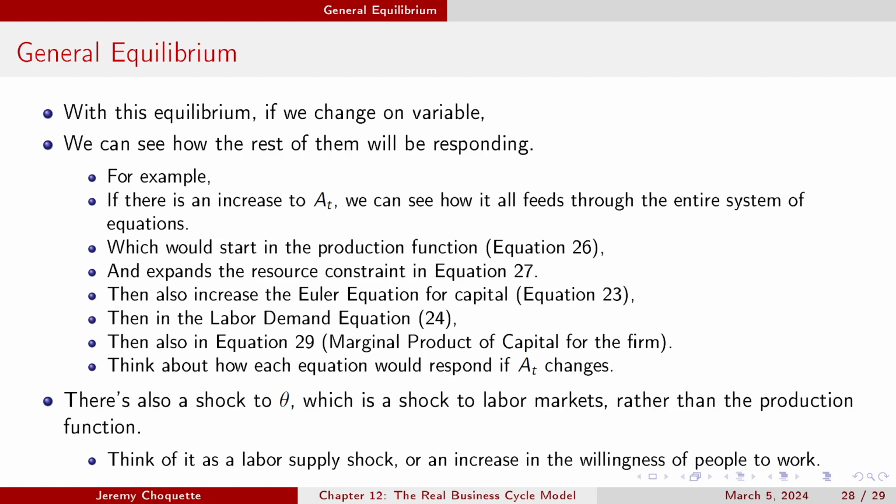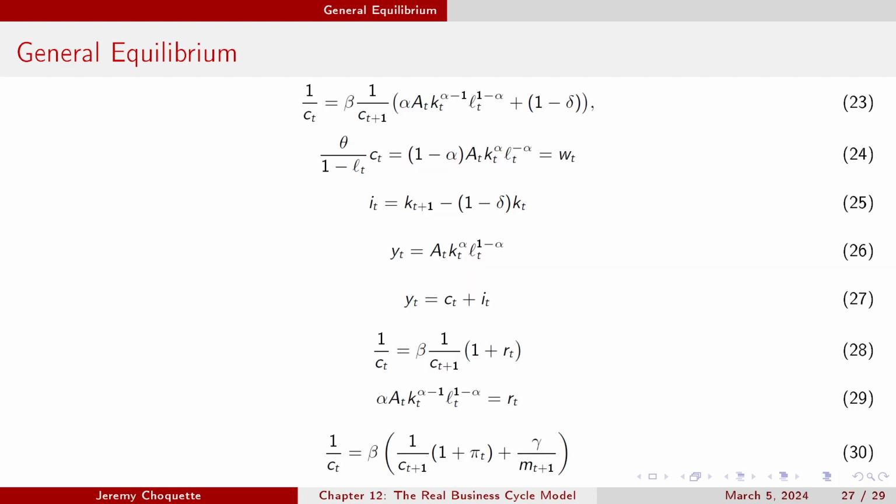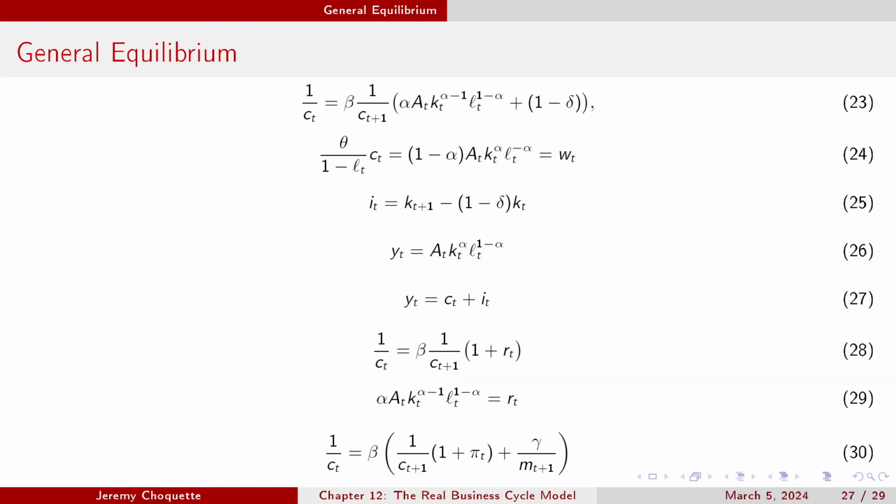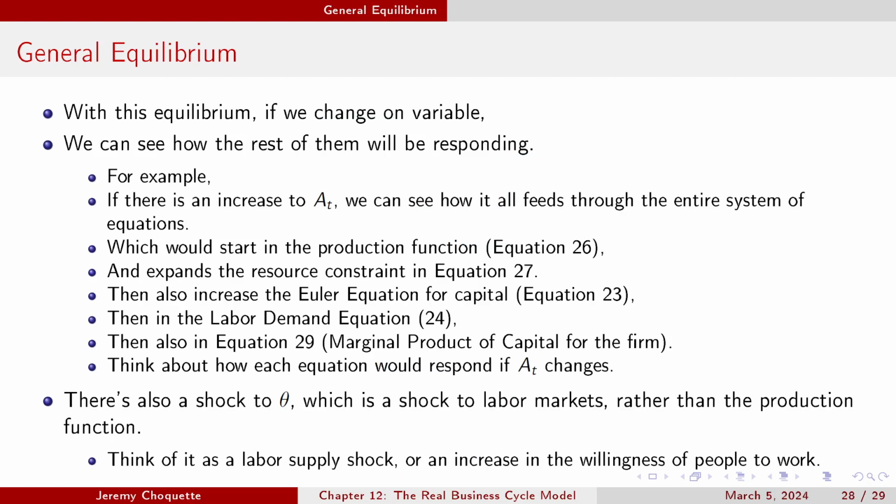It would start in the production function. So equation 26, you would see this increase in A. And from there, it would expand the resource constraint, equation 27, so it frees up more for consumption and investment. Thus, it's going to be affecting the Euler equation for capital. It's going to affect labor demand. It's going to affect essentially the demand for capital, because if firms can produce more, if each unit is more productive at the margin, they're going to want more inputs. They're going to want more capital. They're going to want more labor. So equation 29 increases, equation 24 increases. Labor demand goes up, capital demand goes up.